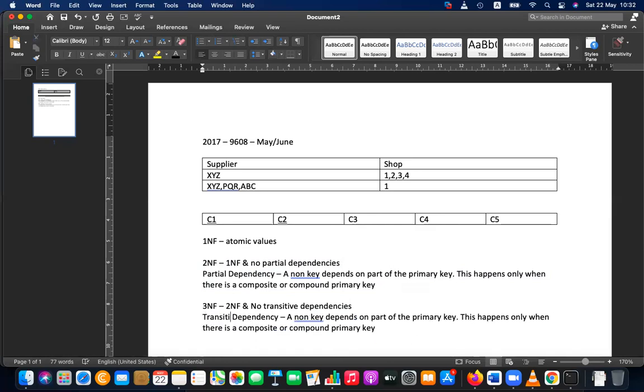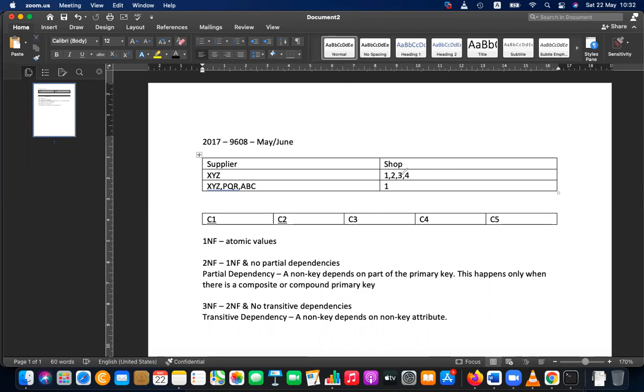Transitive dependency is a non-key depending on a non-key attribute. That means, taking this same table as the example, if there's a dependency like column 4 depends on column 5, or column 5 depends on column 4, if there's such an issue, then that is called transitive dependency.